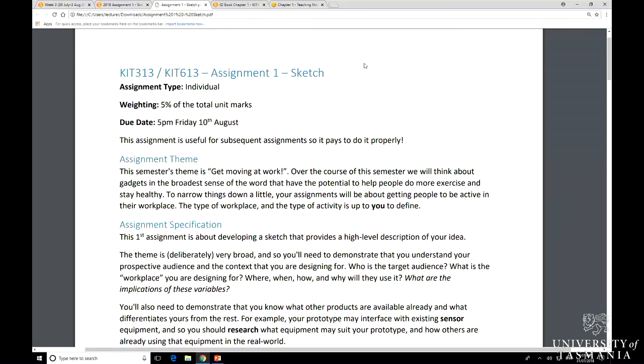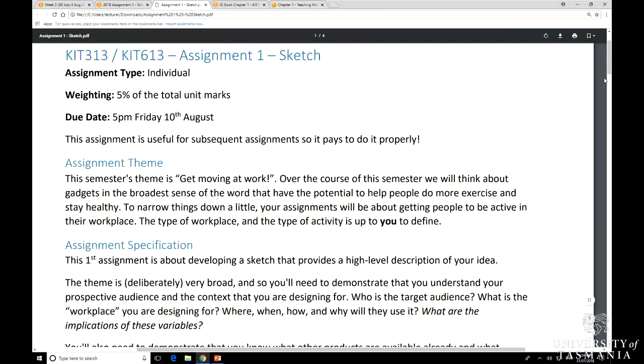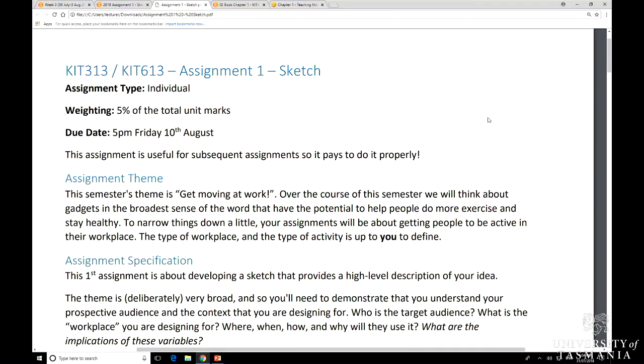I want you to come up with something. Because if I went ahead and went to some web page about some kind of exercise gadget, I don't want everyone to write about that gadget. I don't want that to happen. This assignment is useful for subsequent assignments, so you should give it a red hot go. Having said that, you're not locked into using your assignment 1 ideas at all for assignment 2.